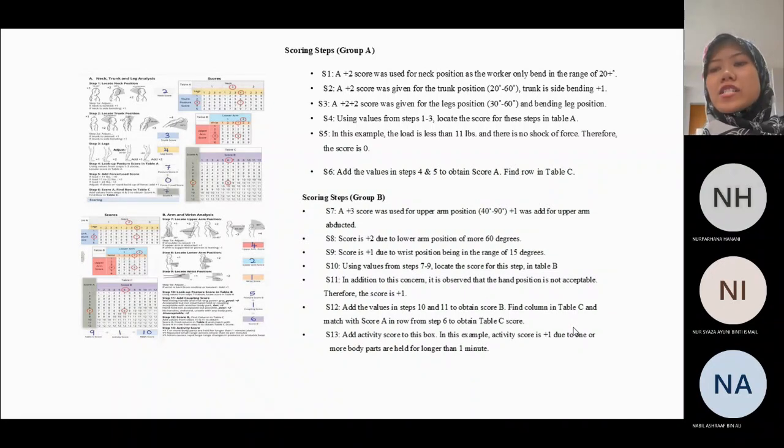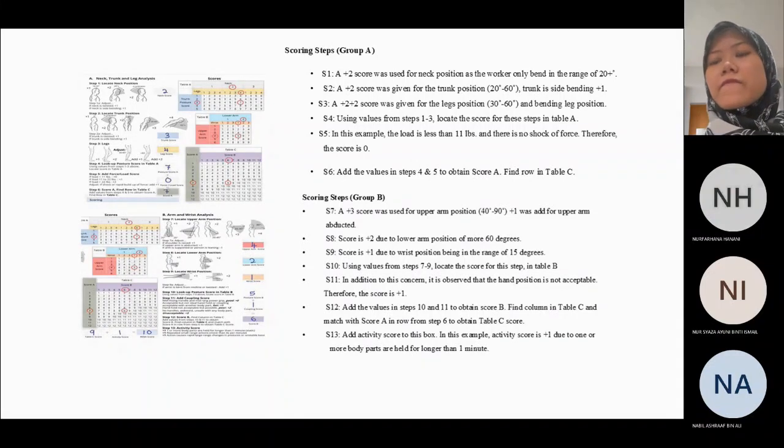Step 9 score is added because the wrist position ranged below 15 degrees. Step 10 uses the values from steps 7 to 9 to locate the score. For step 11, an additional concern is that the observed hand position is not acceptable, therefore +1 was added. Step 12, the values of step 10 and step 11 are obtained as score B. And lastly, the activity score was added +1 because more body parts are held for a longer time, more than 1 minute.